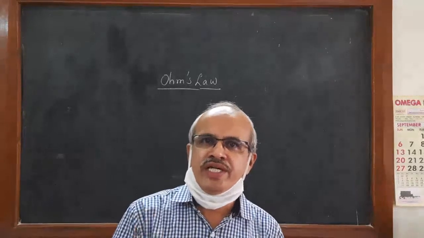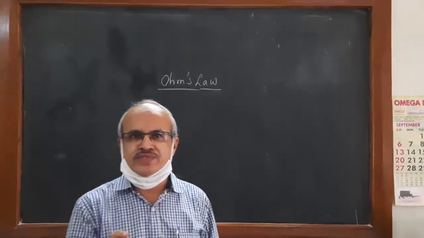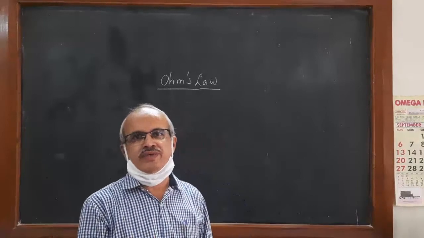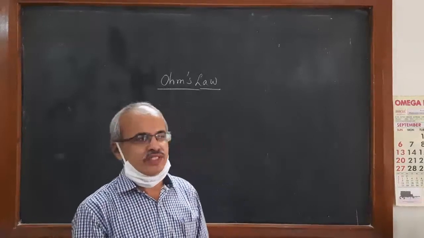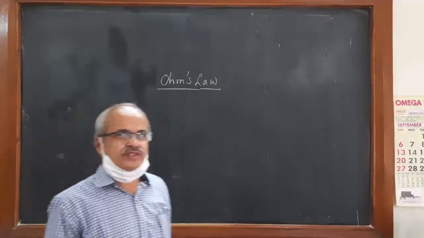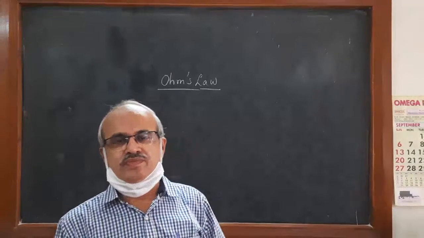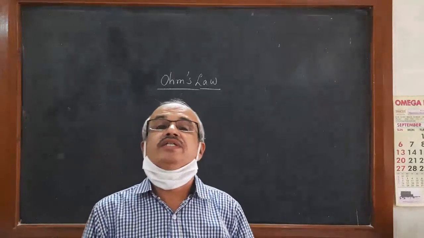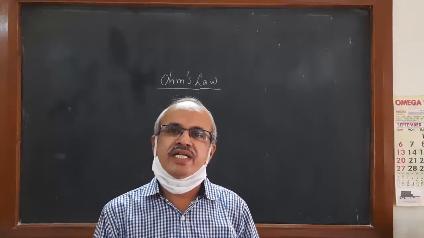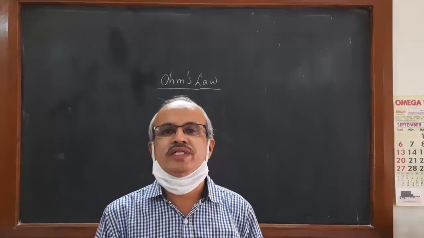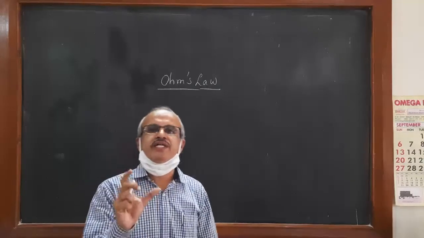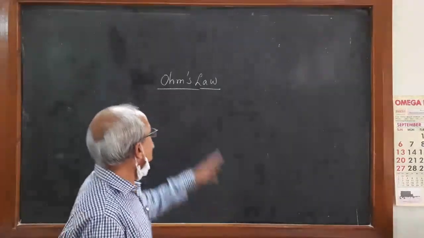So once you understand what is this Ohm's law and the relationship between current and voltage, it is given like this. The statement here is: the strength of electric current flowing through the conductor is directly proportional to the potential difference between the ends of the conductor. So that is Ohm's law.